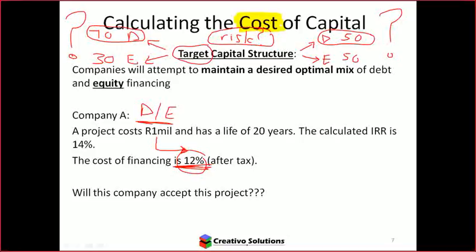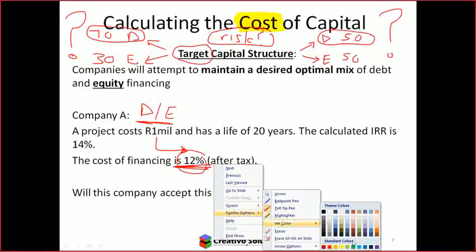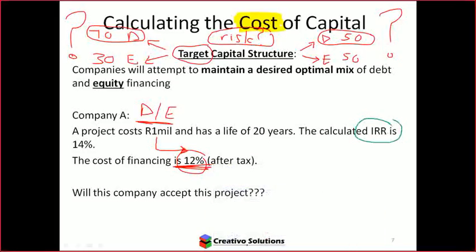Okay, so what's the benefit? The benefit is less than the required... this is not return. The benefit is 14%. Do you agree? Yeah. This is the benefit, this is the reward. What is the cost? 12%, and so the reward is greater than what you have to pay.